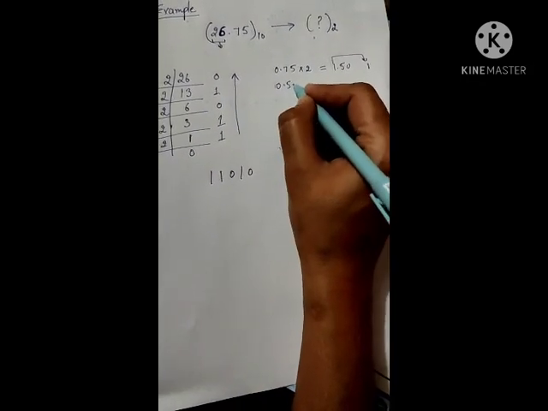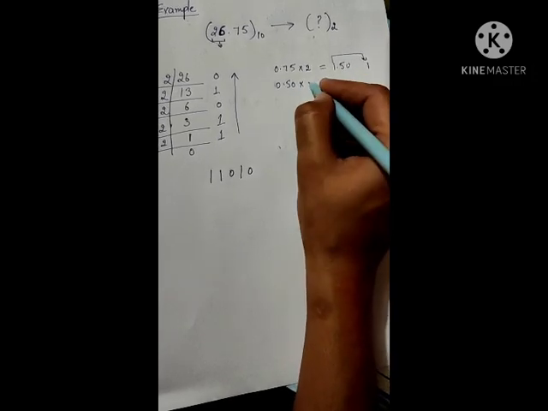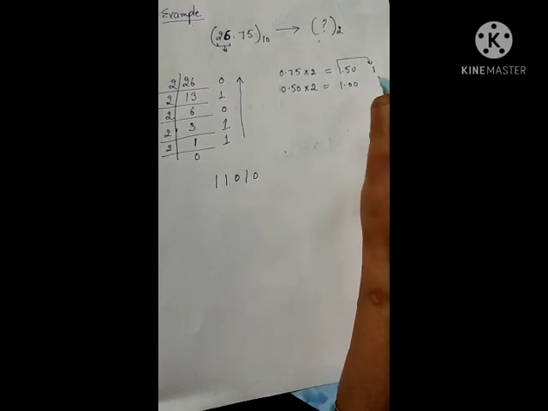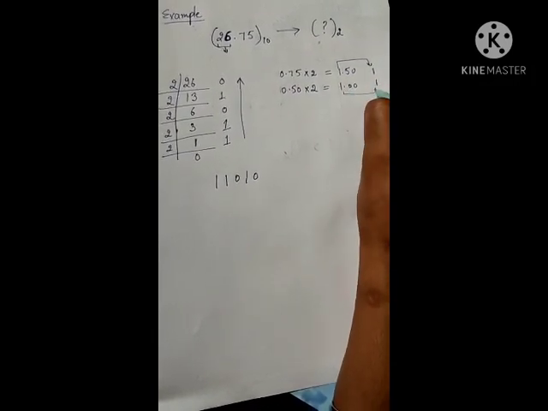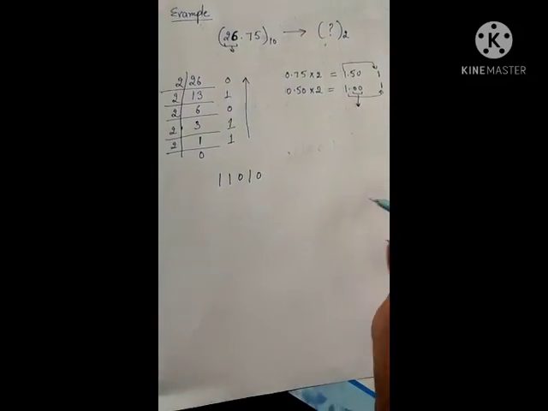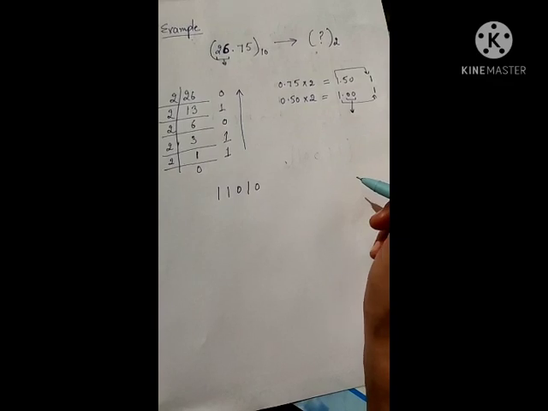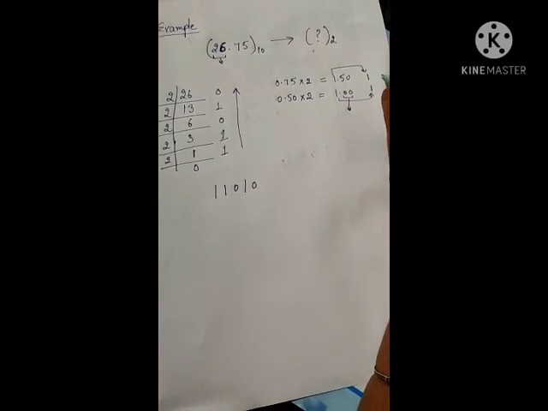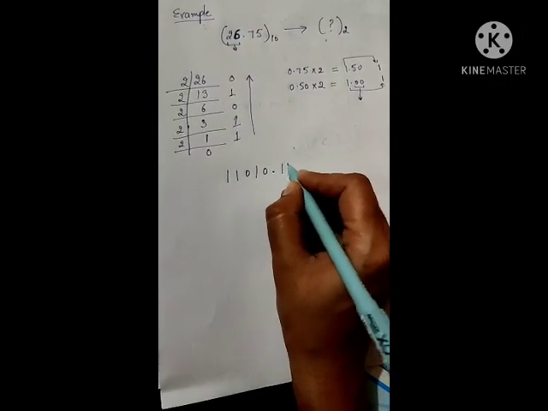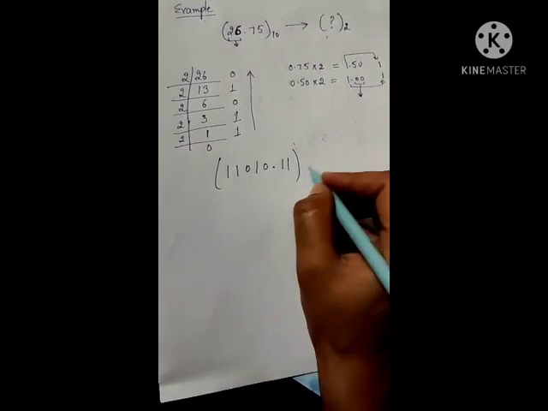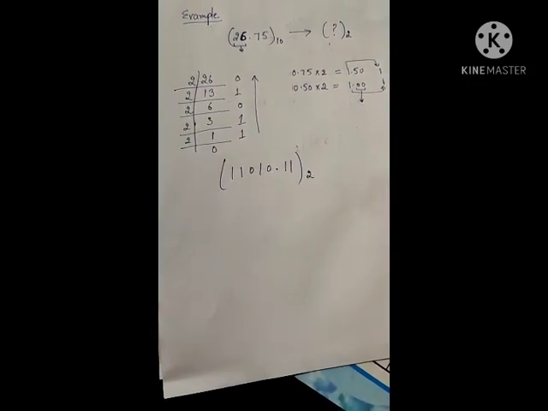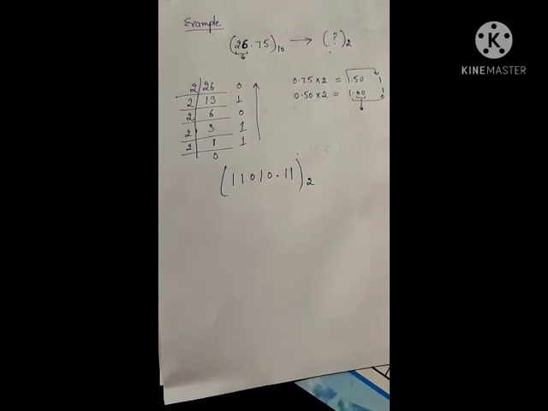Again we have to write 0.50 into 2. So the answer is 1.00. Carry is written over here. So this fraction part becomes 0. So now we stop the calculation and we write these carries from top to bottom. So the answer is 1 1. So this is the conversion of decimal fractional numbers into binary numbers.